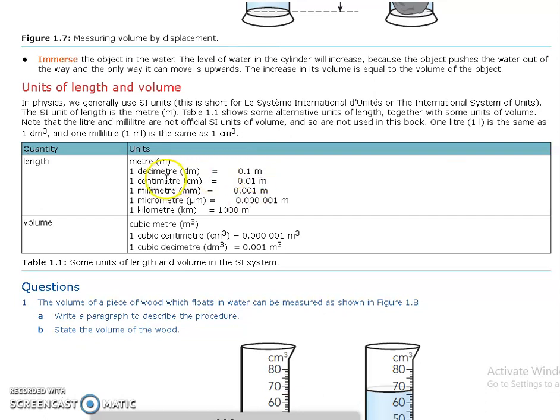1 meter is equal to 10 decimeter. 1 meter is equal to 100 centimeter. 1 meter is equal to 1000 millimeter. And 1 meter is equal to 10 lakh micrometer. Okay, which will be equal to 10⁻⁶, that is how we have to write it. Or we can easily say that 1 meter is equal to 1 million micrometer. 1 million, that is 10 lakh, so it will be 1 million micrometer. So this conversion is very important.